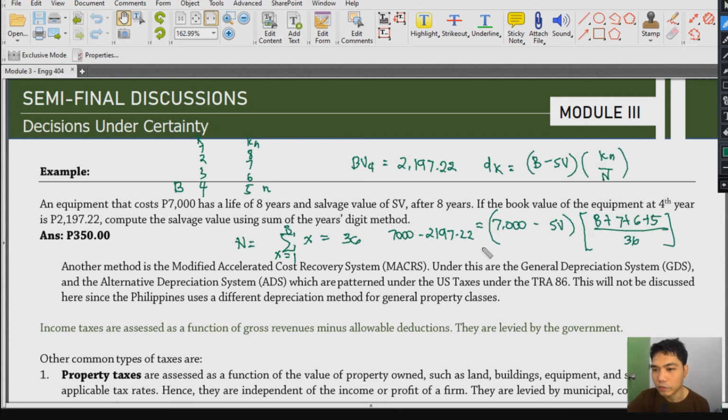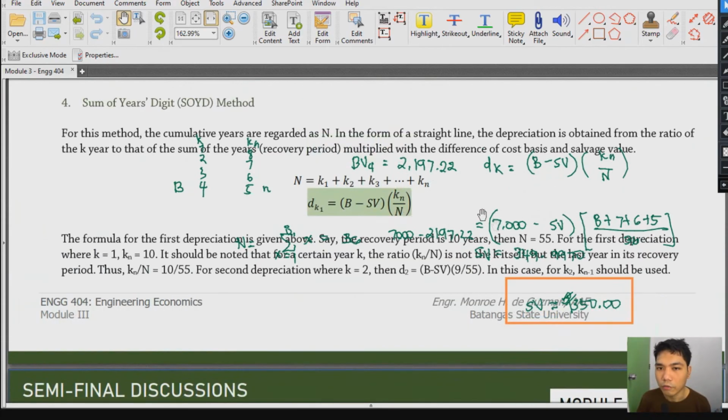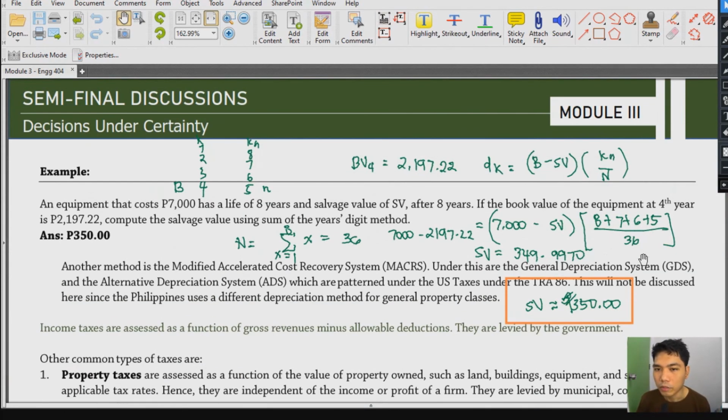Okay, and then you can just press shift solve to give you the salvage value that is actually equal to, this will give you 349.9970. Okay, so this is almost equal to 350.00 pesos. So that's why the answer there is 350 pesos. So remember, hindi natin ginamit itong formula na to. As you can see, the k sub n is not just 1, but 8 plus 7 plus 6 plus 5, because the book value that is given here is the book value.